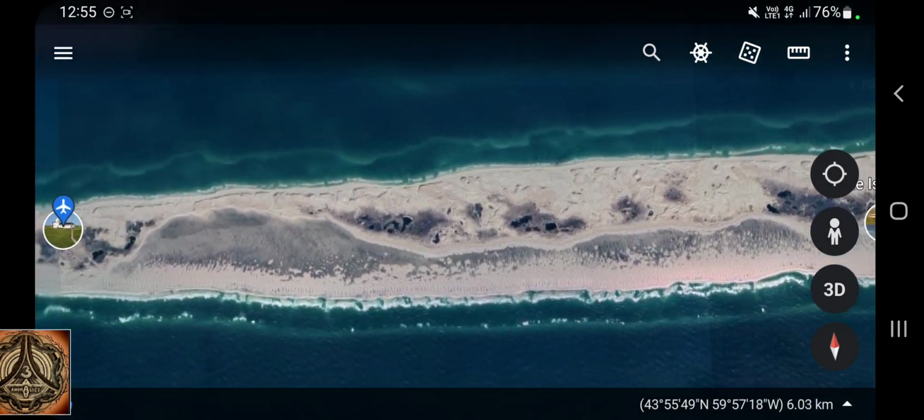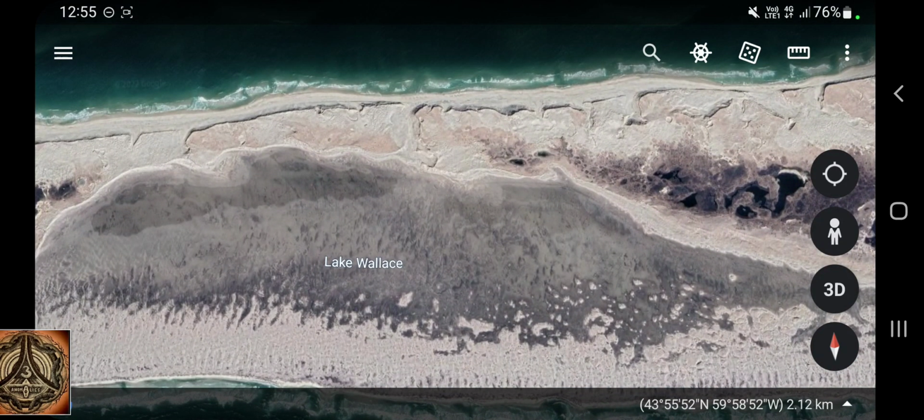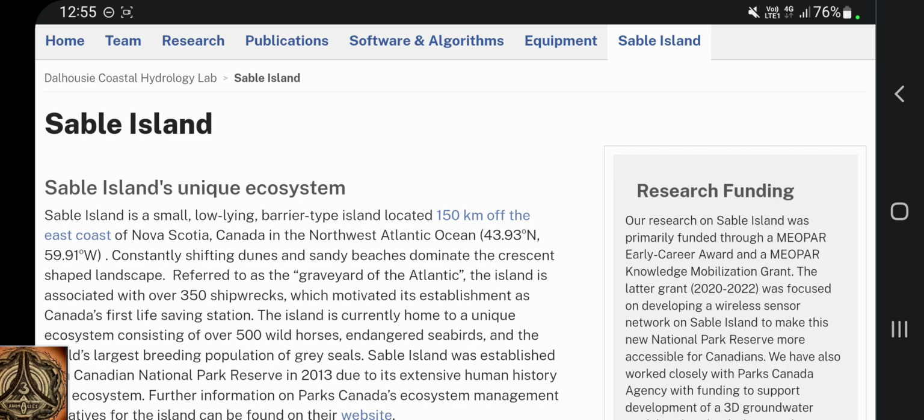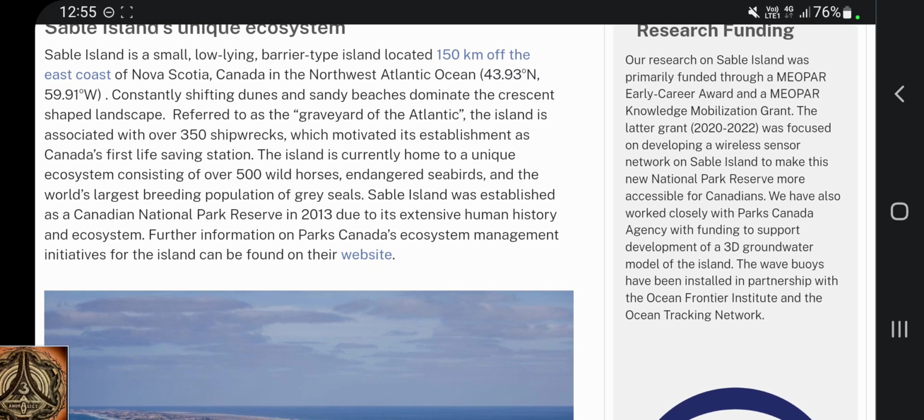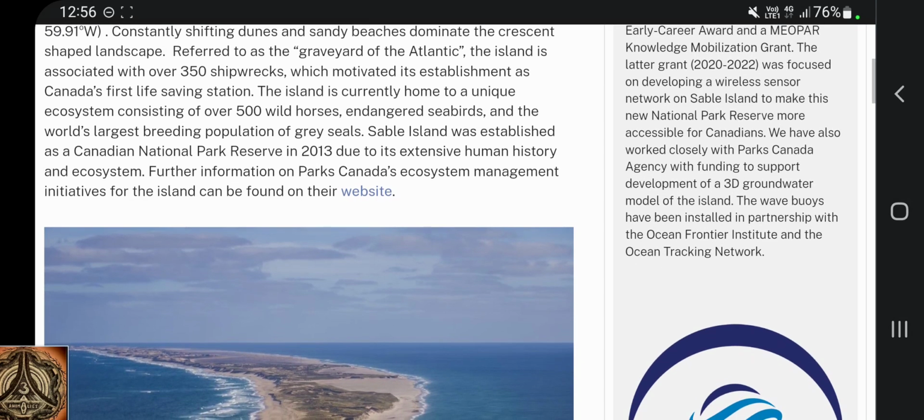So I tried to figure out some more about this lake here, Lake Wallace. And this is one thing I found. Sable Island's unique ecosystem. Sable Island is a small, low-lying, barrier-type island located 150 kilometers off the east coast of Nova Scotia, Canada, in the northwest Atlantic Ocean. Constantly shifting dunes and sandy beaches dominate the crescent-shaped landscape. Referred to as the graveyard of the Atlantic, the island is associated with over 350 shipwrecks, which motivated its establishment as Canada's first life-saving station. Yeah, 350 shipwrecks. There might have been horses on one of those.